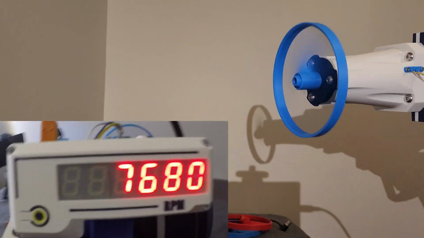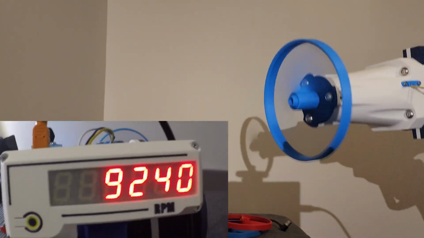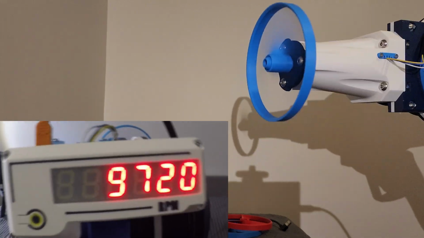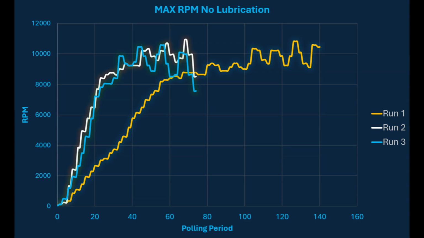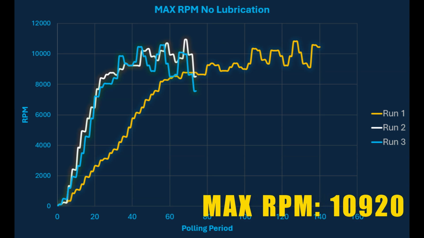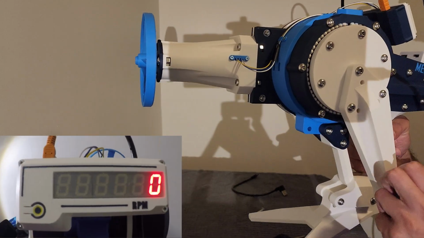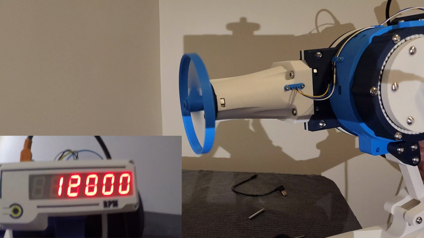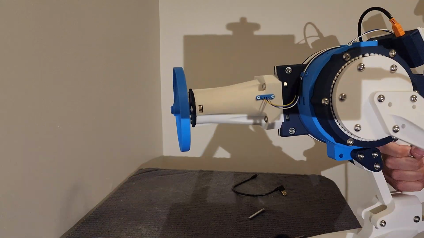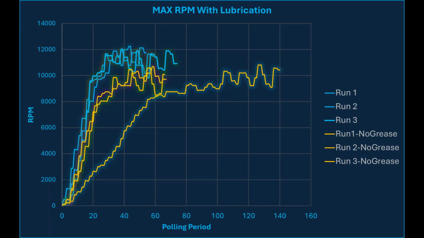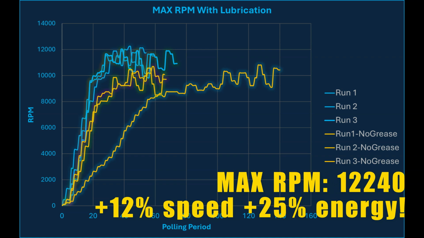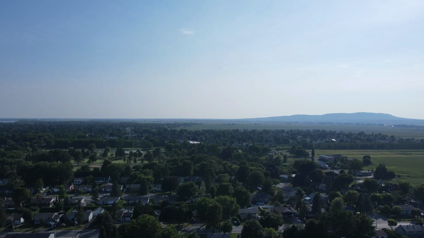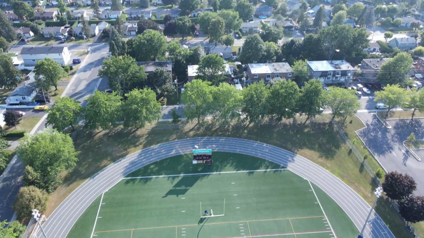I then did a baseline run for maximum RPM, which is what we want to maximize with the 5-inch prop. So as you can see, the maximum RPM reached was fairly consistent at about 11,000. I then lubricated the whole gearbox and did the same test again. There was a very significant increase of about 12% in speed, and that translates to the square in terms of energy to 25% increase. And now it's time to face off the launcher against this football field.